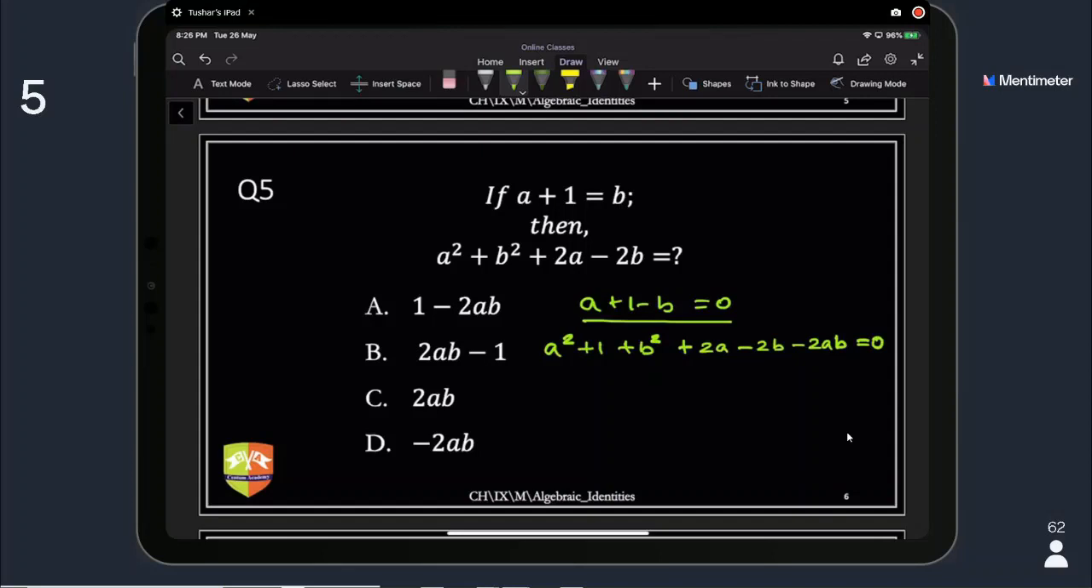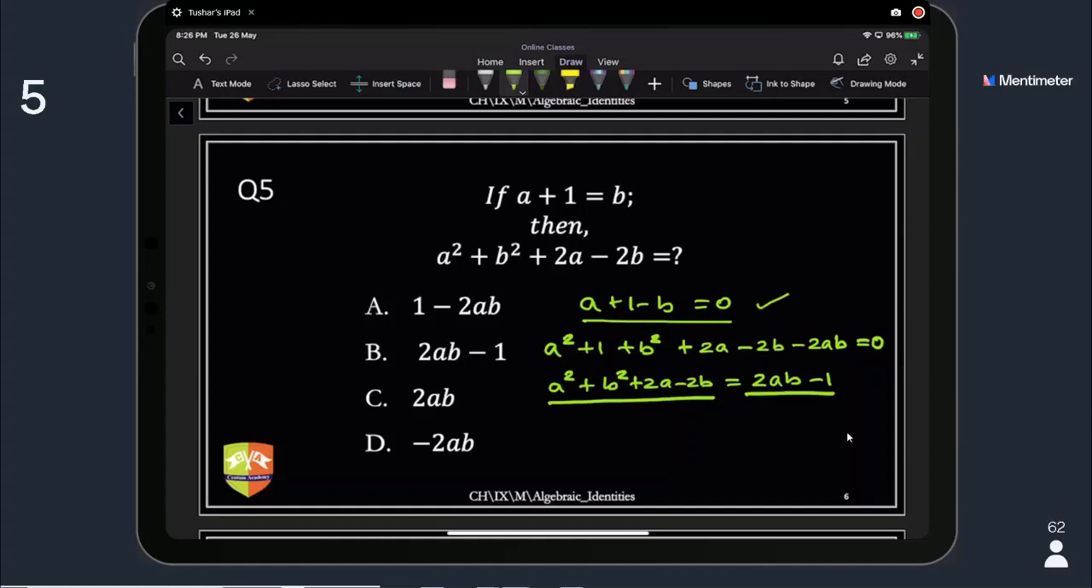This is A plus B plus C whole square. Now game over, right here itself. In one step you could have written it: minus 2B is equal to 2AB minus 1. Was it difficult? How many of you think it is difficult? Was it a difficult question?